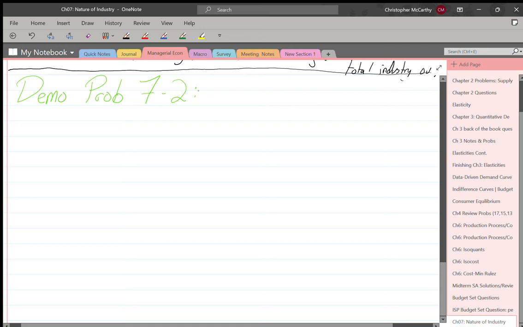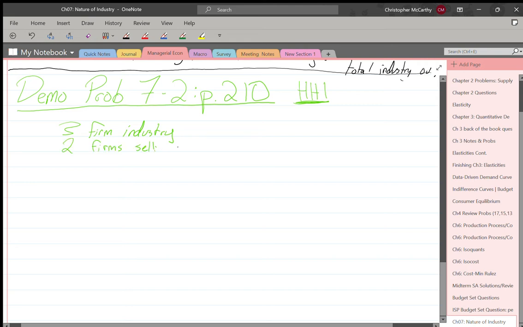This is on page 210 of your text. And this is an HHI problem. All right, so we're told that an industry consists of three firms. We've got two firms selling $10 each. We've got one firm selling $30. We're asked, what is the HHI for this industry and what is the C4 for this industry?